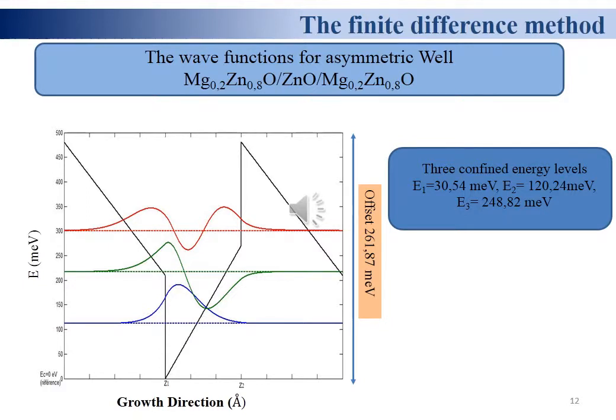The conduction band profile presents the confined level positions and associated envelope functions in ZnO and MgZnO with 20% fraction of magnesium. So we choose the width of the well to be 6 nanometers, and the barrier offset comes as below, and we found the three confined energy levels E1, E2 and E3.